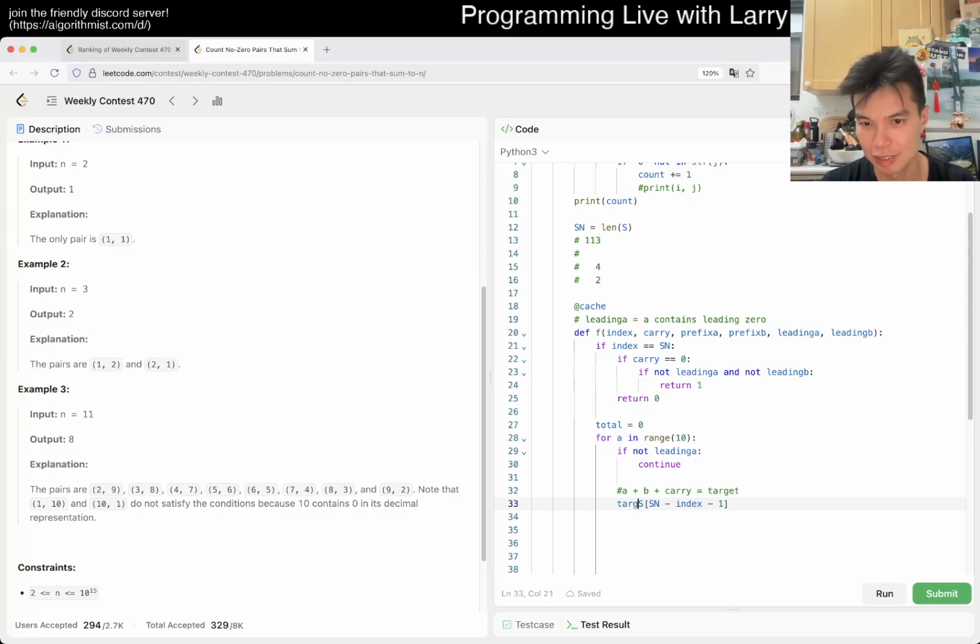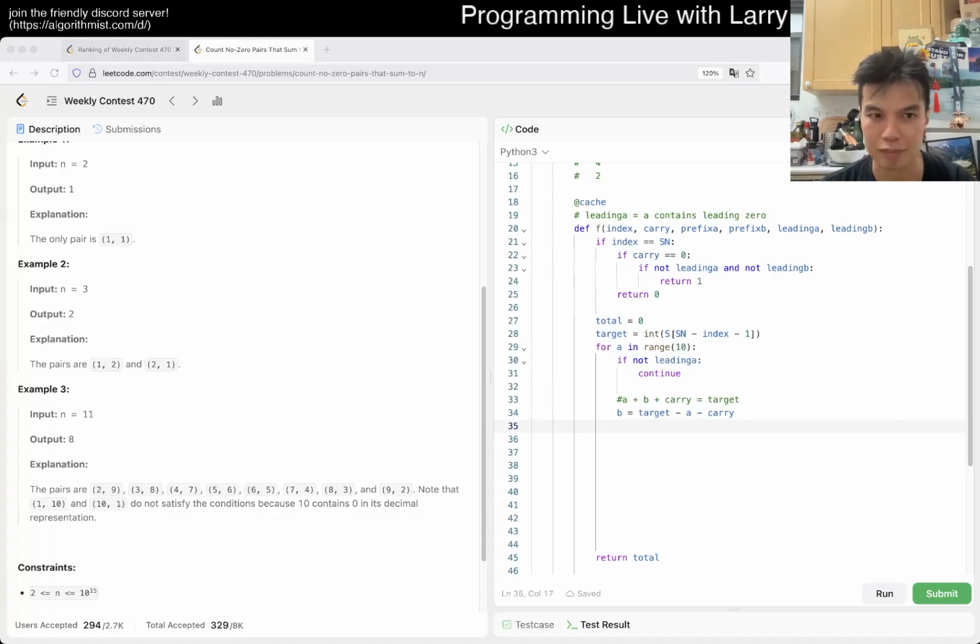Okay, so target. Okay, so then now B is equal to, right? That's basically what I was doing though. Why am I, okay, maybe I'm just not handling the leading zeros correctly. Okay.